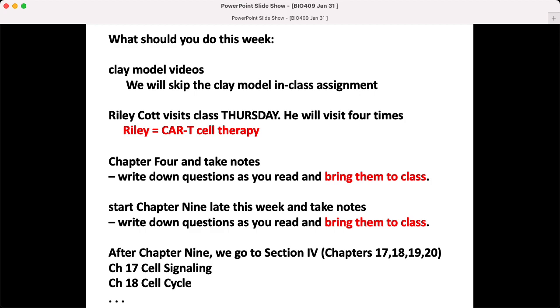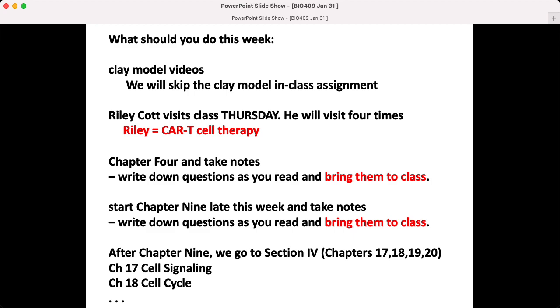Then Riley was going to visit today and got hung up. He works in the emergency department and worked all night. So he's going to be here on Thursday, and he's going to be our CAR T cell therapy person that we've talked about through the semester, and also our tutor, our special material tutor. He knows his stuff. He took the class last spring.